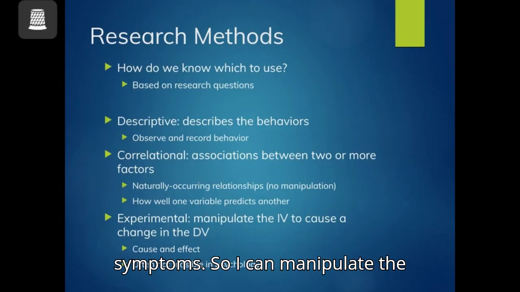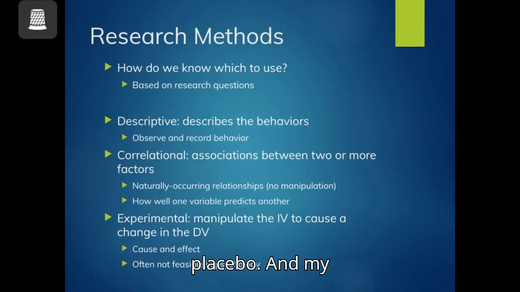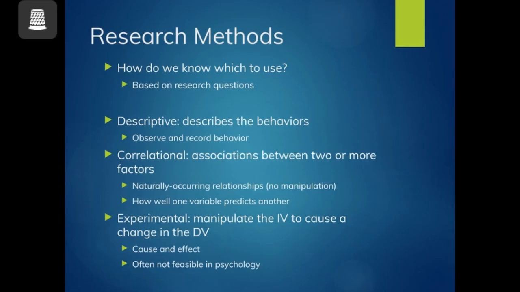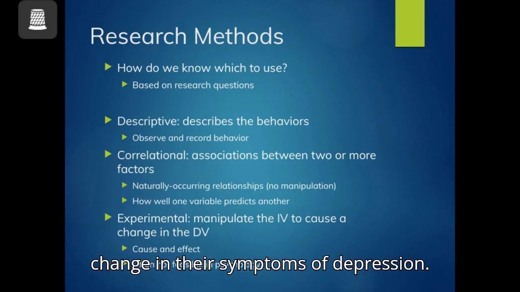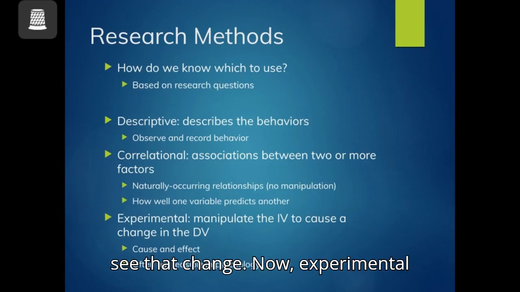So I can manipulate the independent variable. I can give them the antidepressant, or I can give them placebo. And my hypothesis is that giving them the antidepressant will cause a change in their symptoms of depression. The people who got the placebo will not see that change.